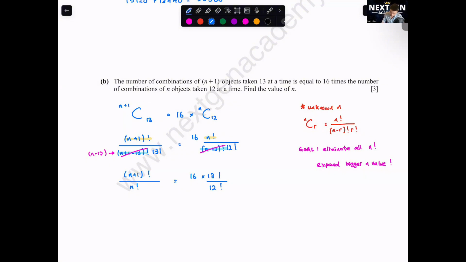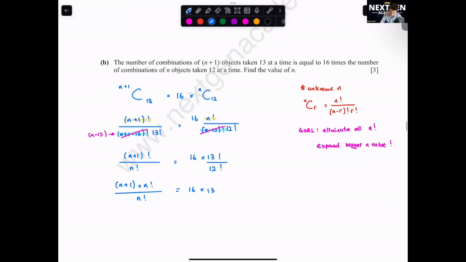N plus 1 factorial, how do we expand this? I write down the full working here. Okay, n plus 1 times n factorial. We want to match it with the other value, 16 times 13 factorial over 12 factorial. If you don't know what this value is, just type it in the calculator. You get 16 times 13. So this and this can cancel off. You'll be left with n plus 1. 16 times 13 equals 208. N is equal to 207.